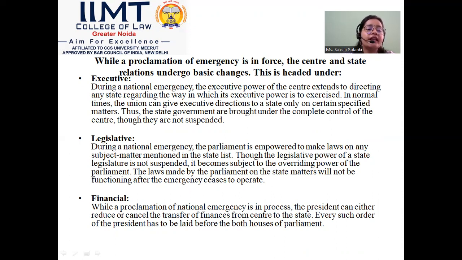Legislative. During the national emergency, Parliament is empowered to make law on subject matter mentioned in the state list, though the legislative power of the state legislature is not suspended. It becomes subject to the overriding power of Parliament. The laws made by Parliament on state matters will not function after the emergency ceases to operate.